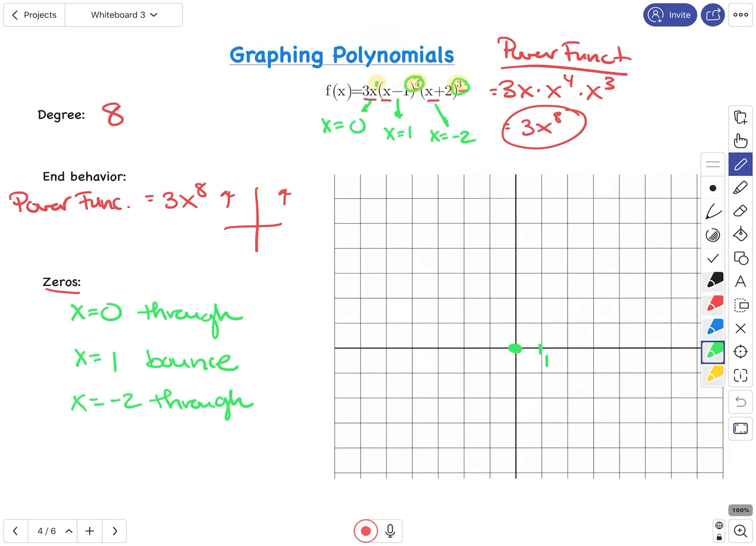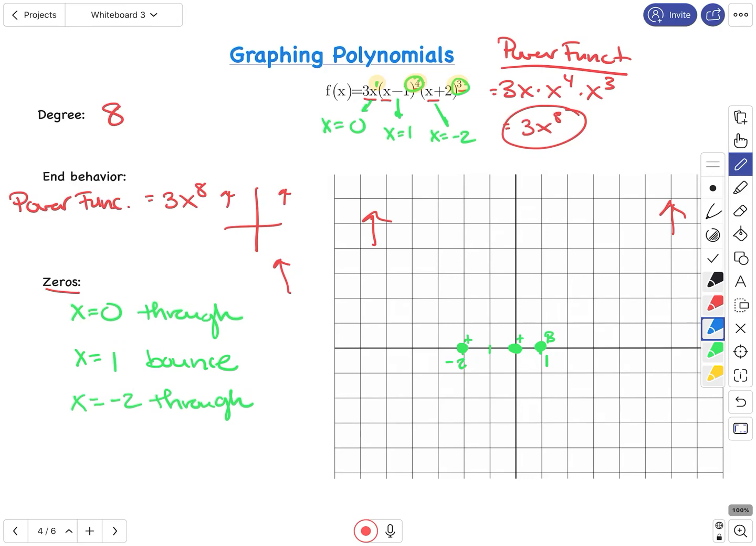Here's +1. And here's -2. And +1 is a bounce, and the other two are throughs, which I'll denote with T's, and bounce with B. And then we had our endpoint behavior, so up to the left and up to the right. And there should only be one way to draw a graph that does this.